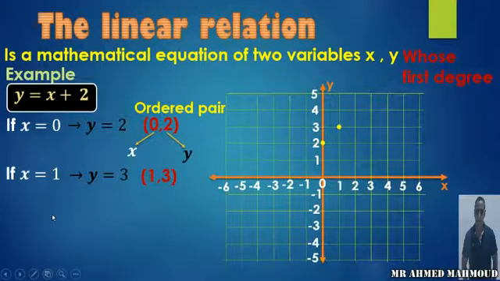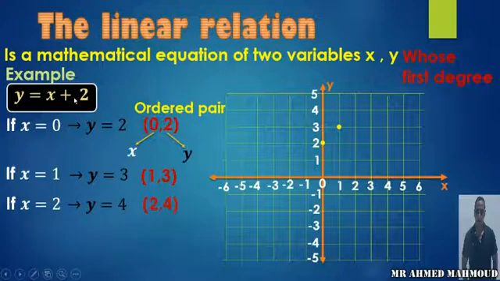Another example, if x equals 2, then y equals 2 plus 2 equals 4, then y equals 4, and I represent it as an ordered pair like this, (2, 4). It will be 2 and up to 4 here in this position.